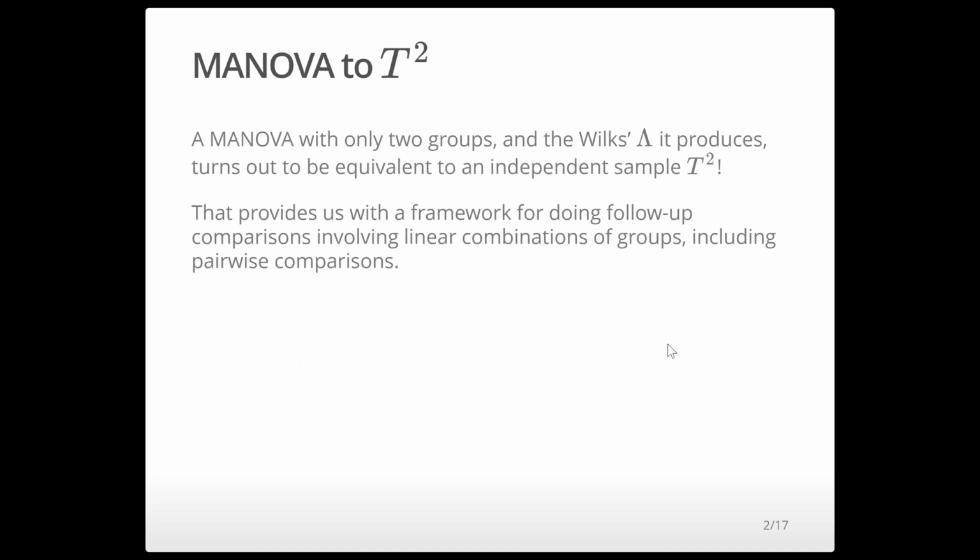A MANOVA with only two groups, whether it's Wilks' lambda, Pillai's trace, Roy's greatest root, or any of those statistics, turns out to be equivalent to an independent samples T-squared test. That provides us with a framework for doing follow-up comparisons involving linear comparisons, including pairwise comparisons. This is very similar to what we have learned in univariate ANOVA, where we use contrasts to do pairwise comparisons between groups and then get t-tests.